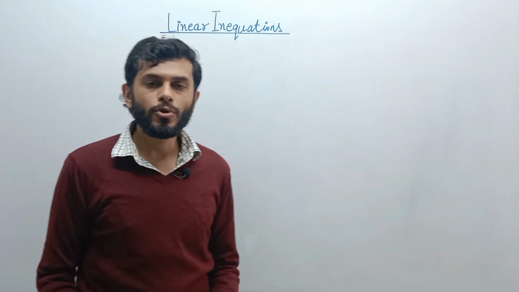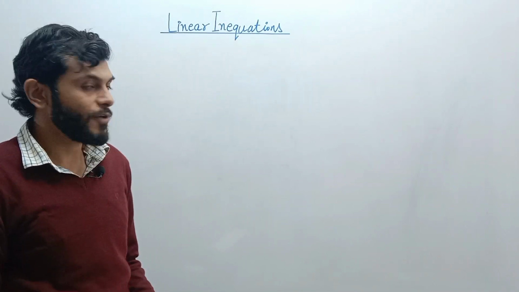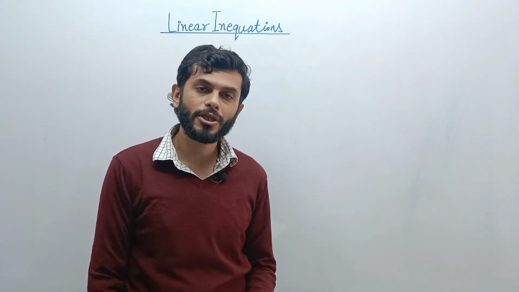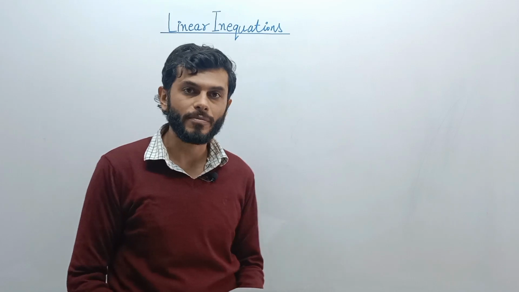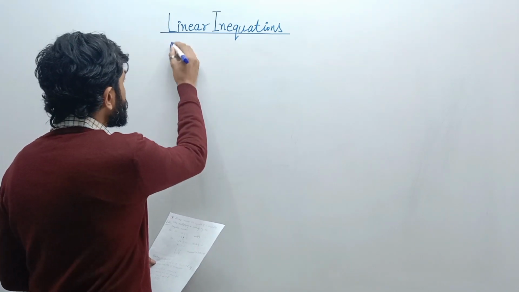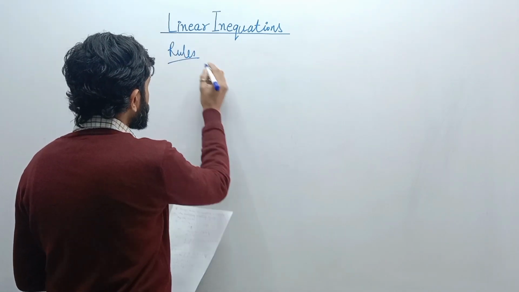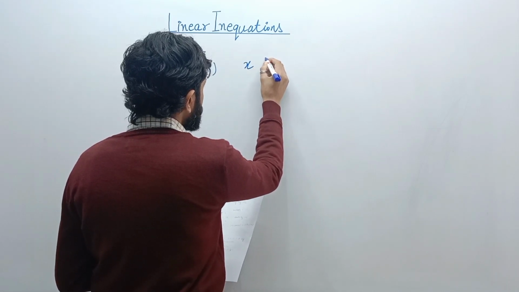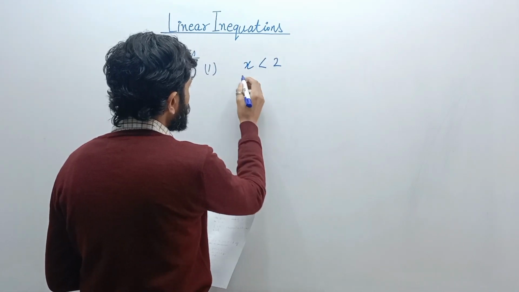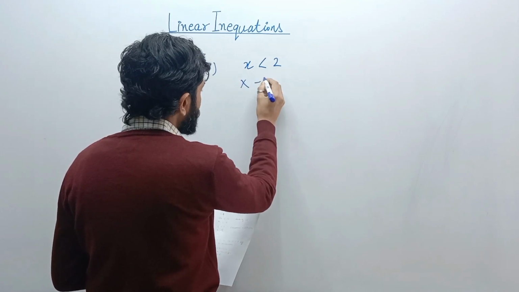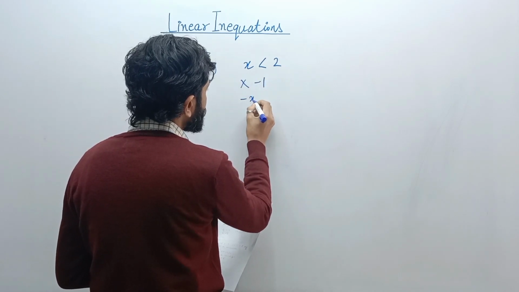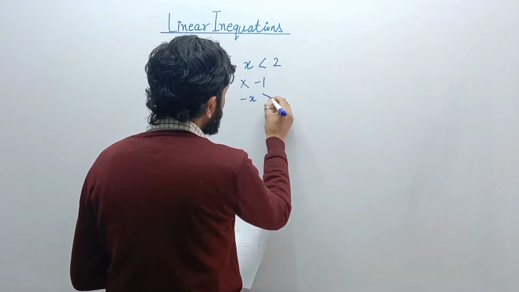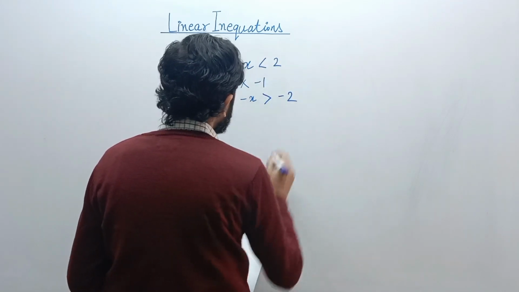Now there are some rules for solving linear inequations. The first and basic rule is that you always have to reverse the symbol of an inequation when multiplying or dividing by a negative number. For example, if your linear inequation is x is less than 2, and I multiply it by minus 1, it becomes minus x. Now you have to change the symbol of the inequation. It will be minus x is greater than minus 2.